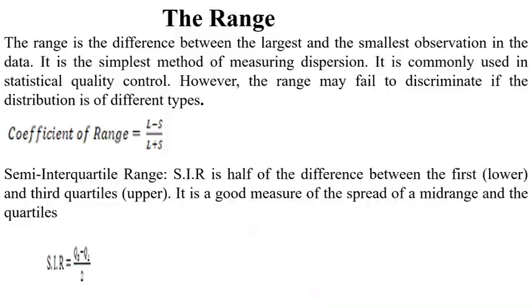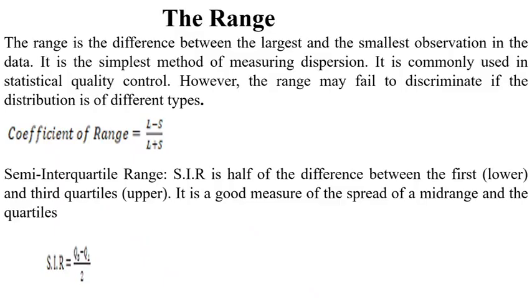The first one is the range. When we say the range, what is range? The range is the difference between the largest and smallest observation in a data. It is the simplest method of measuring dispersion, and it is commonly used in statistical quality control. That is one of the fields in statistics. However, the range may fail to discriminate if the distribution is of different types. Then from there we can calculate our coefficient of range using L minus S over L plus S.